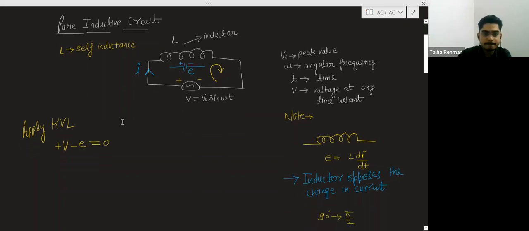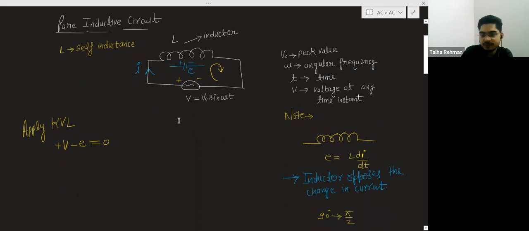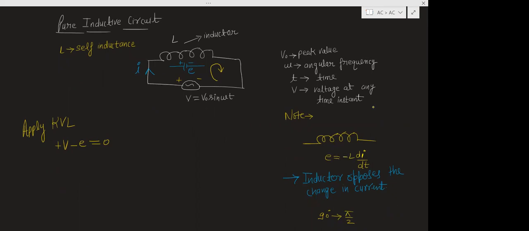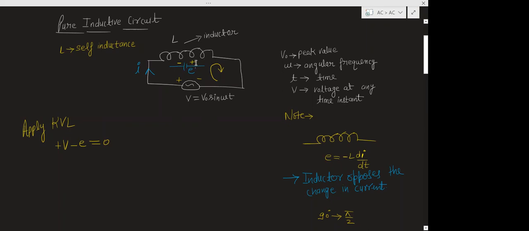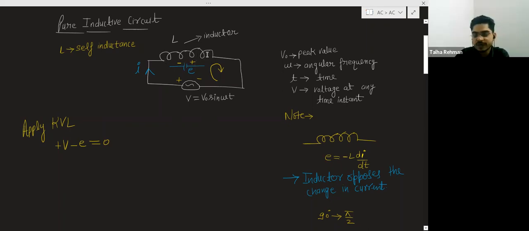And what is E? Actually this E will be minus L di by dt. This is the positive terminal and this is the negative terminal. So basically here will be the negative terminal, here will be the positive terminal, here the negative terminal, here the positive terminal at any instant of time. That's how the current will oppose this current, because current always flows from the positive terminal to the negative terminal. So the induced current in this coil will be in this direction. We are not interested in that.